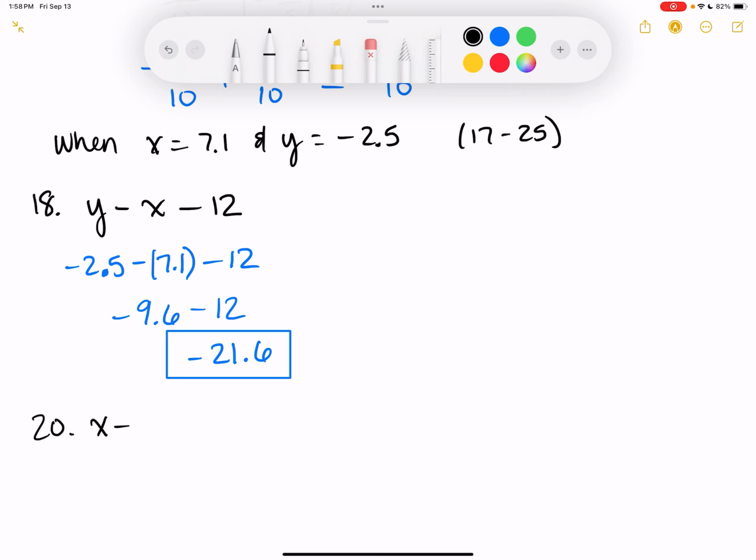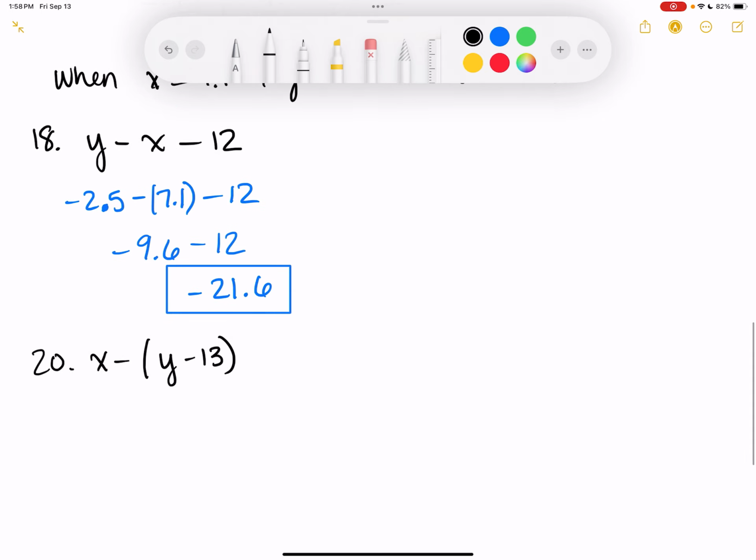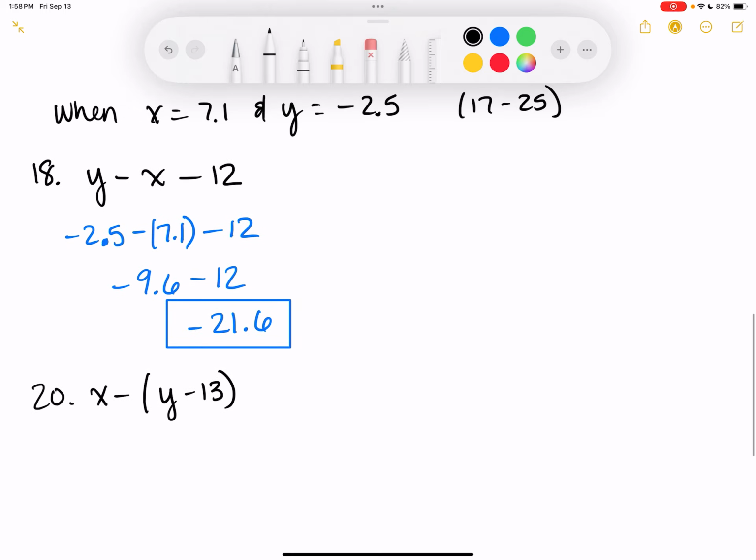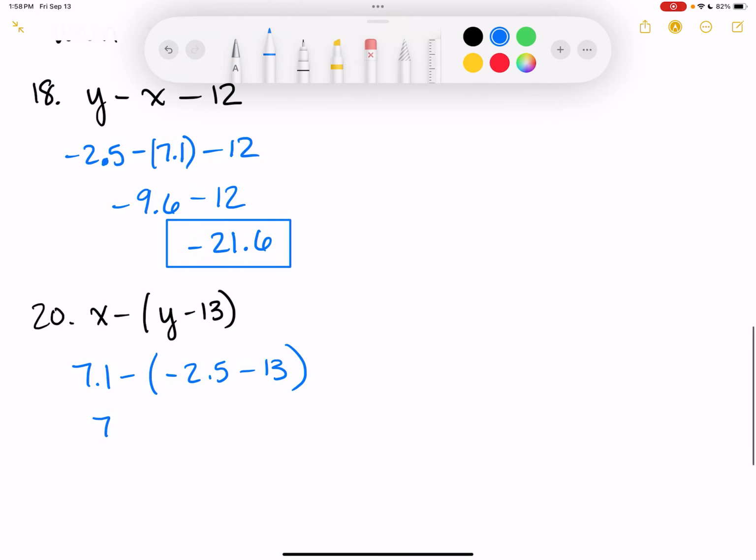X minus parentheses y minus 13. I'm still plugging those same numbers in. These are going in for all the problems. So I've got 7.1 minus, in parentheses, negative 2.5 minus 13. What part of this do I need to do first? Parentheses first, which gives me negative 15.5.